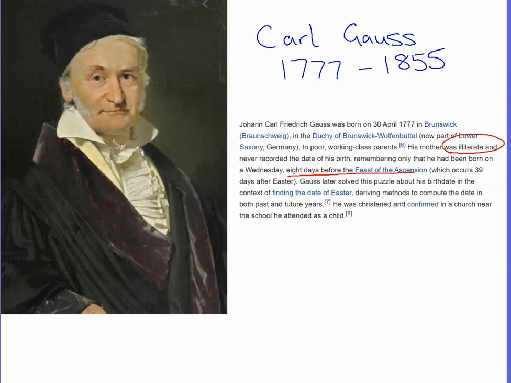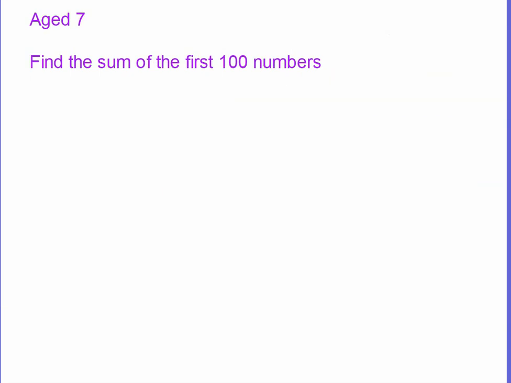birthday. And even when he was 3 years old, he was correcting maths that his dad had done. You can imagine teaching this person, it would have been a nightmare. But at age 7, allegedly, his teacher gave him a problem to find the sum of the first 100 numbers, just to keep him quiet for a little bit so she could focus on the other pupils in the class. And it took him a matter of minutes to do it. And we're going to go on that journey.